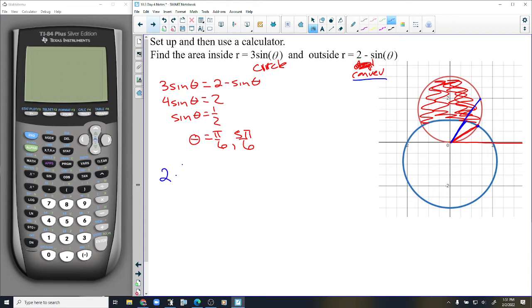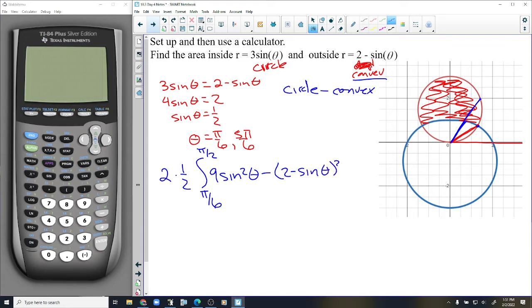I would go 2 times a half, and I'd go from pi over 6 to pi over 2. And you don't have to do it this way. You could go from pi over 6 to 5 pi over 6. If I'm plugging into the calculator, I would have no problem going from pi over 6 to 5 pi over 6. I'd rather plug in pi over 2 if I had to do it by hand. All right, circle minus that convex limacon. So we have 9 sine squared theta minus 2 minus sine theta squared d theta. There we go. We have it set up.